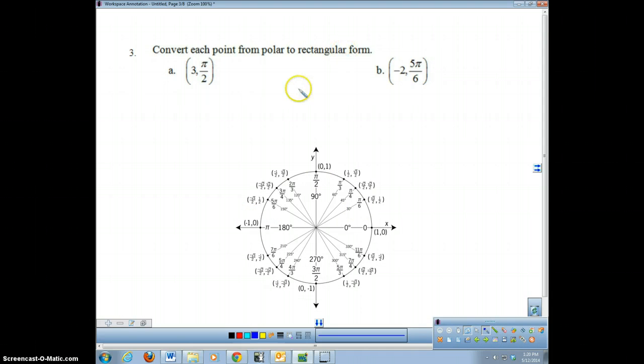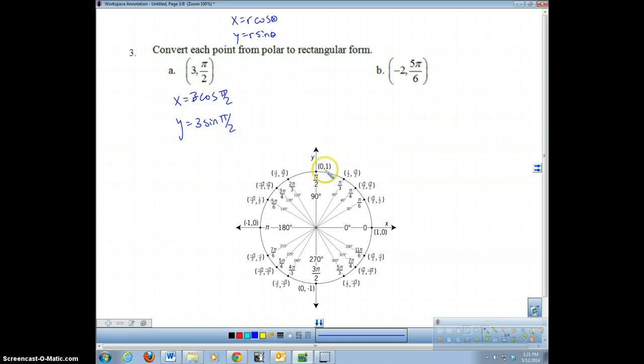We're going to convert from polar to rectangular. So the conversion we're going to use is x equals r cosine theta and y equals r sine theta. And we can just plug in directly. And we're going to do this without a calculator here. So 3 times the cosine of pi over 2 and 3 times the sine of pi over 2. I've got my unit circle here. The cosine of pi over 2 is 0, so this is going to be 0. The sine of pi over 2 is 1, and 1 times 3 is 3. So my point is going to be (0, 3) in rectangular form.